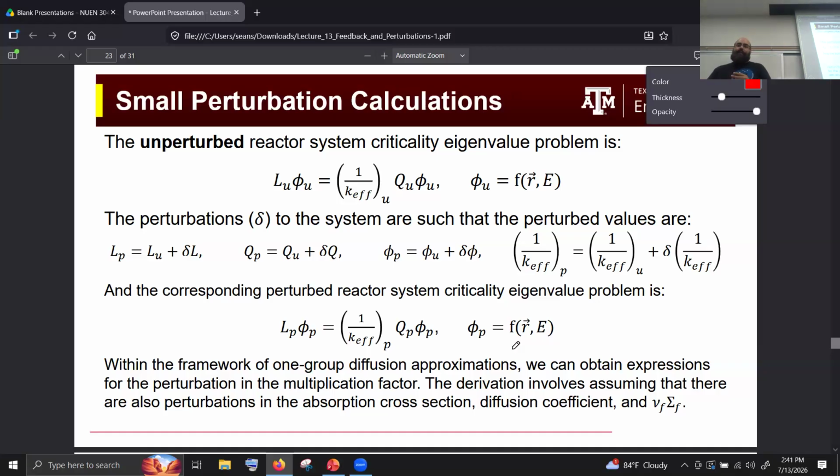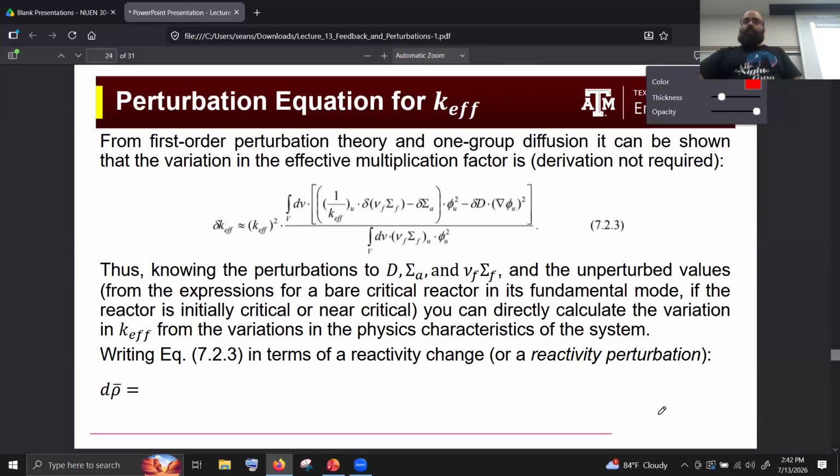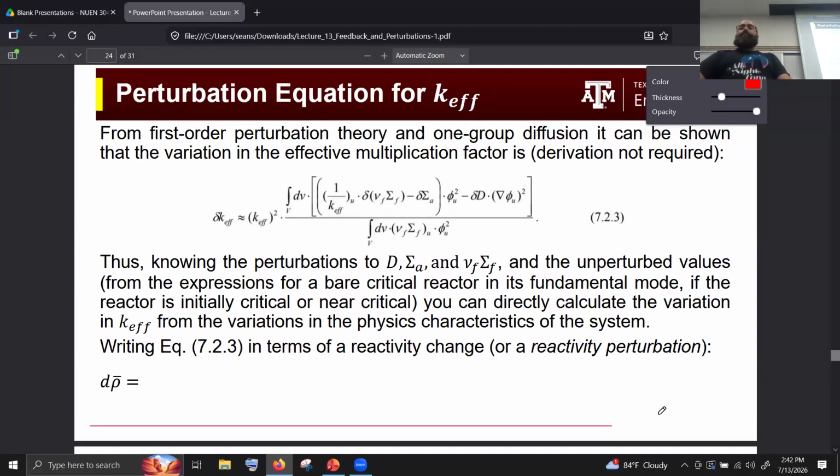If we can assume one group diffusion, then we can get pretty nice analytical expressions for the perturbation in K effective due to perturbations in various quantities that might change in our system that would impact K effective, like changes in the absorption cross section, the diffusion coefficient, or the product of nu and sigma f. If you use first order perturbation theory, you can get this, and you don't have to derive this equation. It would just be given to you, and our goal would be to use it to learn some things from it.